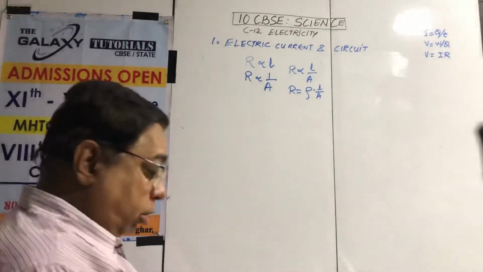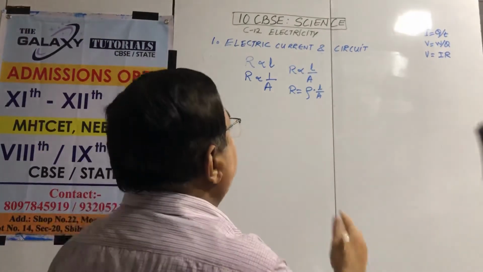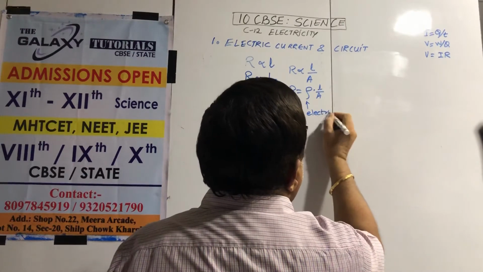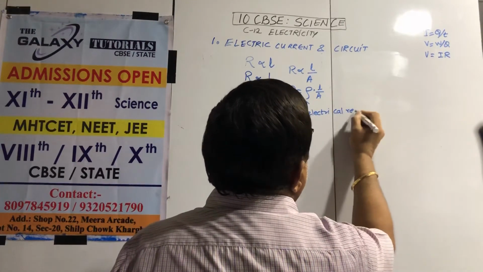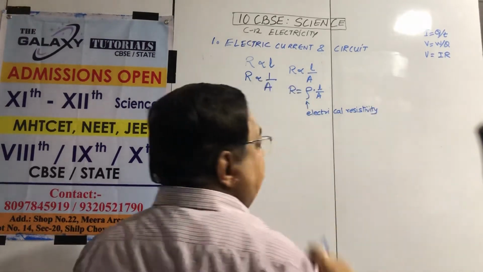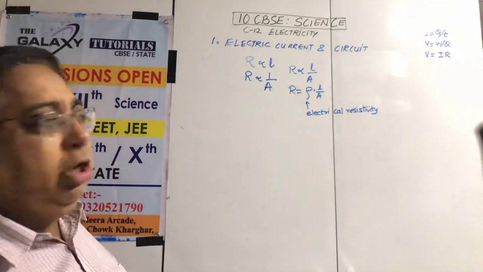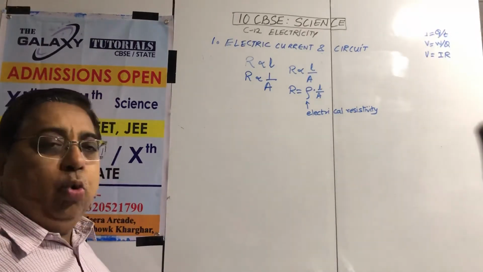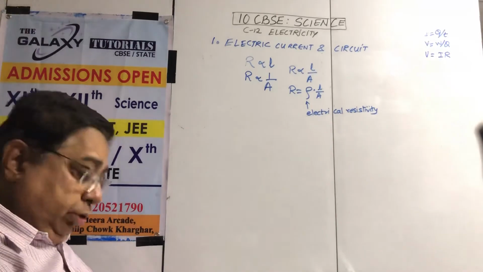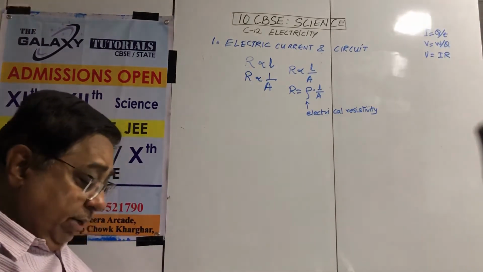Rho is the constant of proportionality and it is called the electrical resistivity. Electrical resistivity is the property of that metal, the packing of the atoms in that metal, which you can't change. Each has its own resistivity. So this is how they are related.